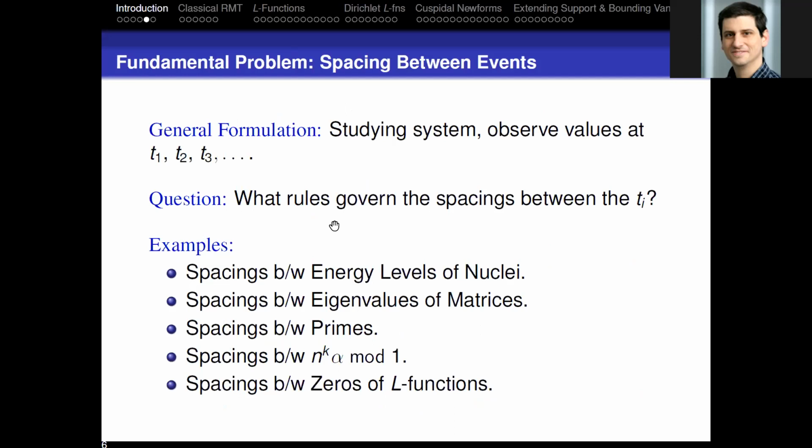And so the general formulation is we have some system and we observe values, say T1, T2, T3, and we want to understand what rules govern the spacings between the events. So there's lots of different situations you can be looking at. You can be looking at energy levels of heavy nuclei, eigenvalues of matrices, primes, zeros of L functions.